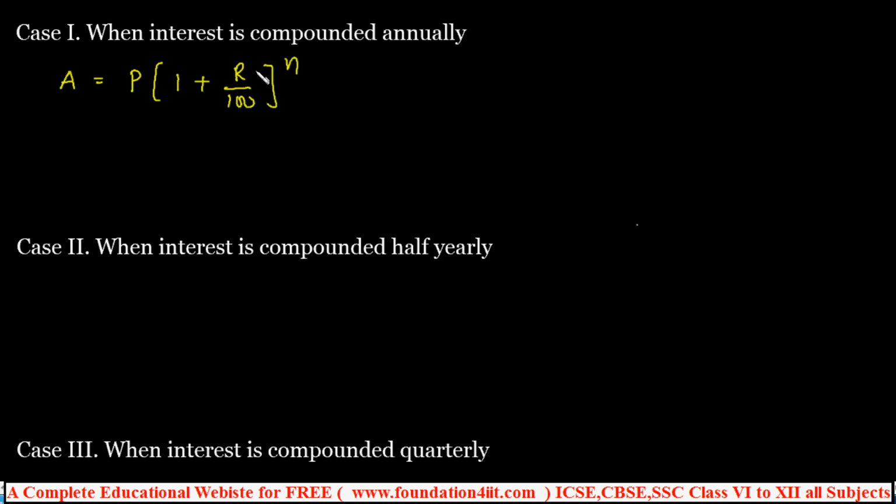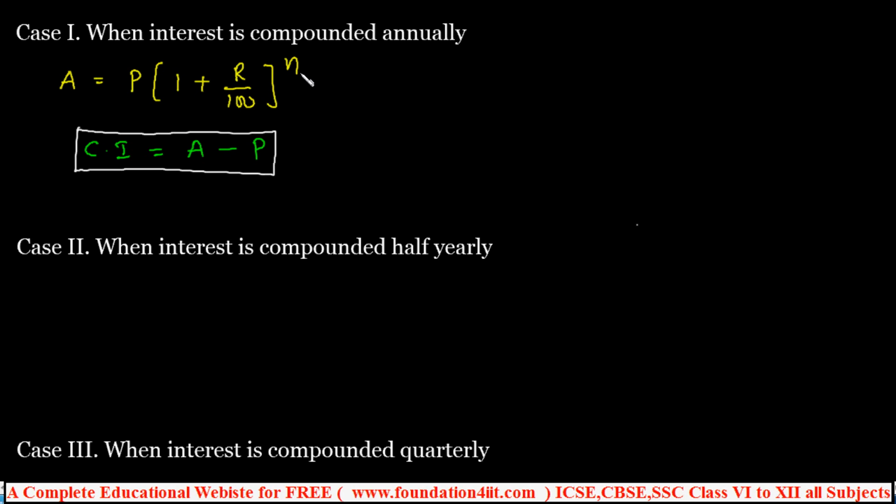Here n is the number of years, P is the principal which you deposited, and R is the rate of interest. This value is the amount. Now if you require the compound interest, from the total amount you can subtract the principal. This is the common formula for anything: compound interest is equal to A minus P, amount minus principal. But the amount is equal to P into 1 plus R by 100 power n when compounded annually.